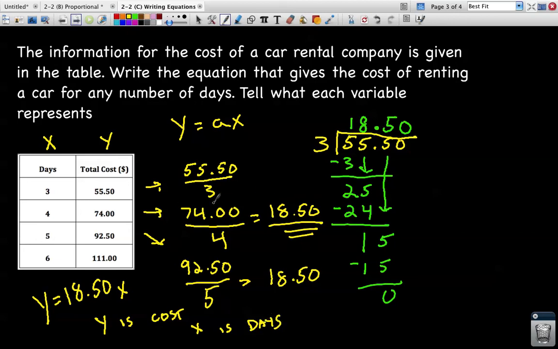That's it for writing equations, you guys. It is very similar to 2.2a and 2.2b. Now we're just actually writing our rules, writing our equations, and making sure we explain what the variables represent.